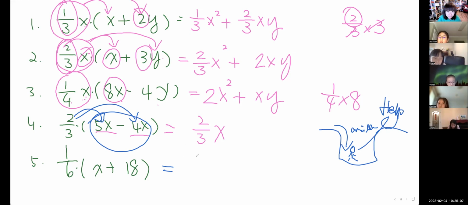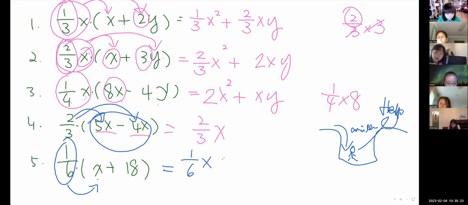Can you tell me how to do this? So 1/6. So x and 18 cannot be combined together. So 1/6 times x equals what? 1/6x. Very good. 1/6x plus 1/6 times 18 equals what? 3. Very good. Yeah, three. Okay, good job. Everybody understand?